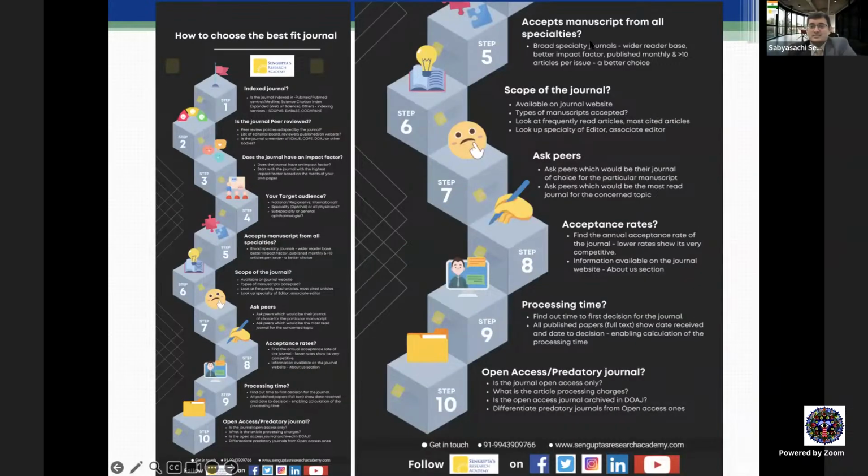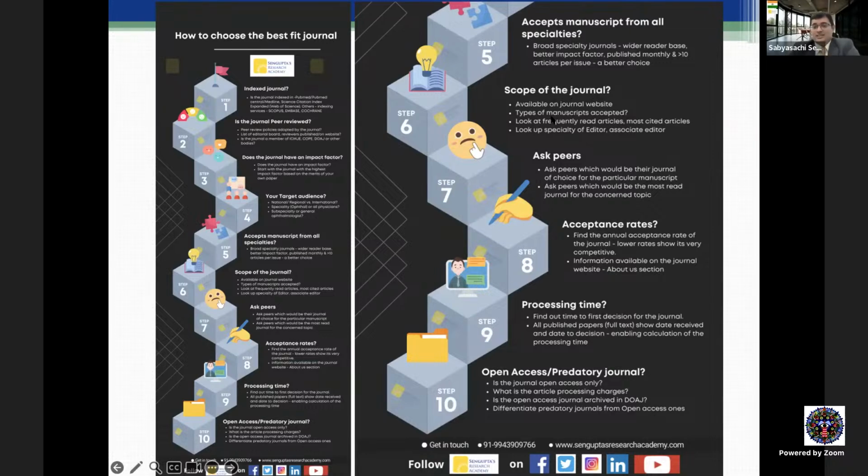The next is, does the journal accept manuscripts from all specialties? The broader the specialty, the wider the reader base. Remember that, and the better the impact factor. But then, like I said, is it a subspecialty journal, or is it a broad specialty in ophthalmology, or are you looking at a wider audience where the journal accepts papers from all over medicine, something like that? So that is it. Then, scope of the journal.